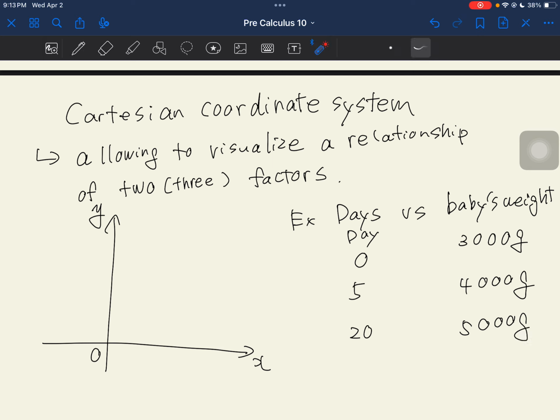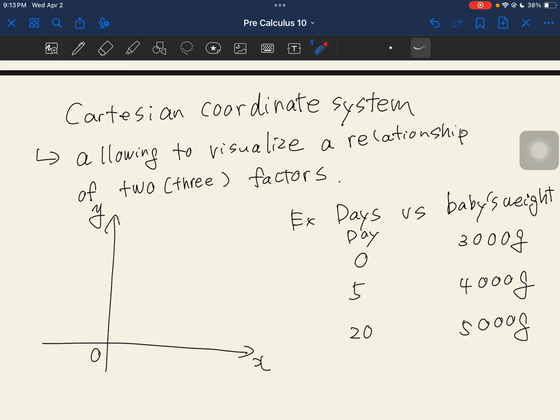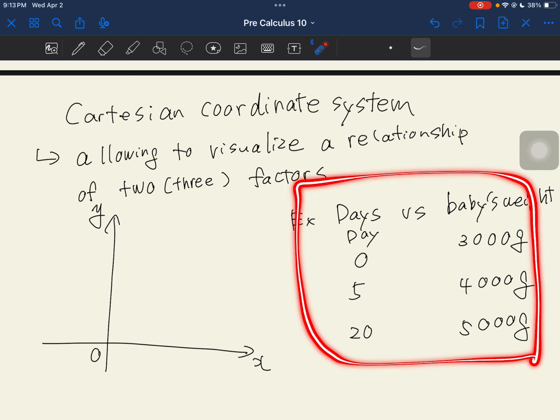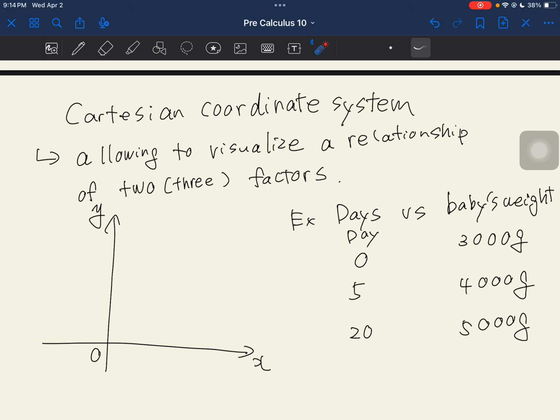The advantage of this coordinate system is that these look like two different pieces of information, but you can put them together in one diagram here. This is the advantage of using a coordinate system. But then you have to separate the information. Let's say the information about days I put on the x-axis, so this is the x coordinate. And this is the y coordinate.